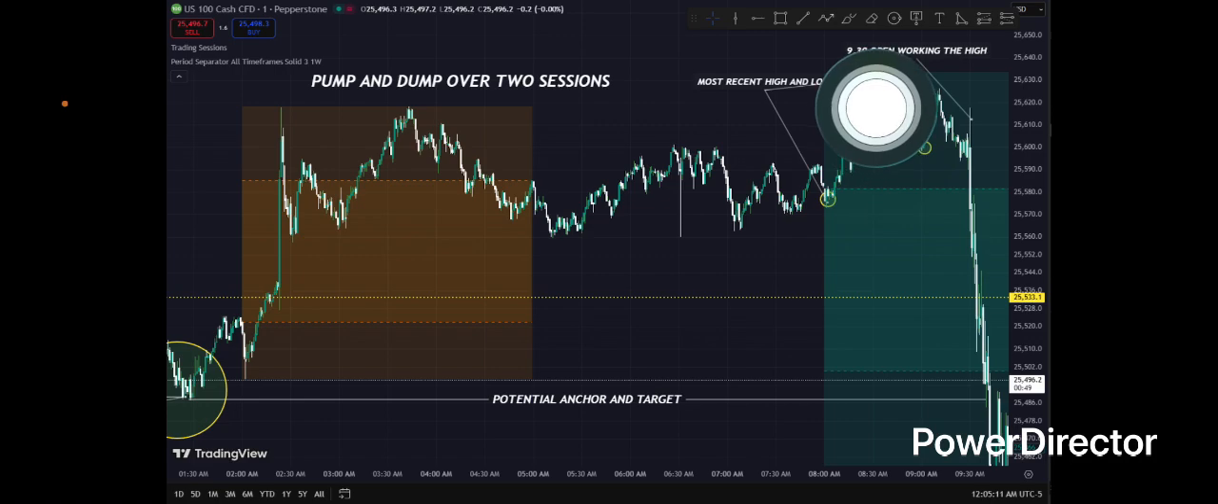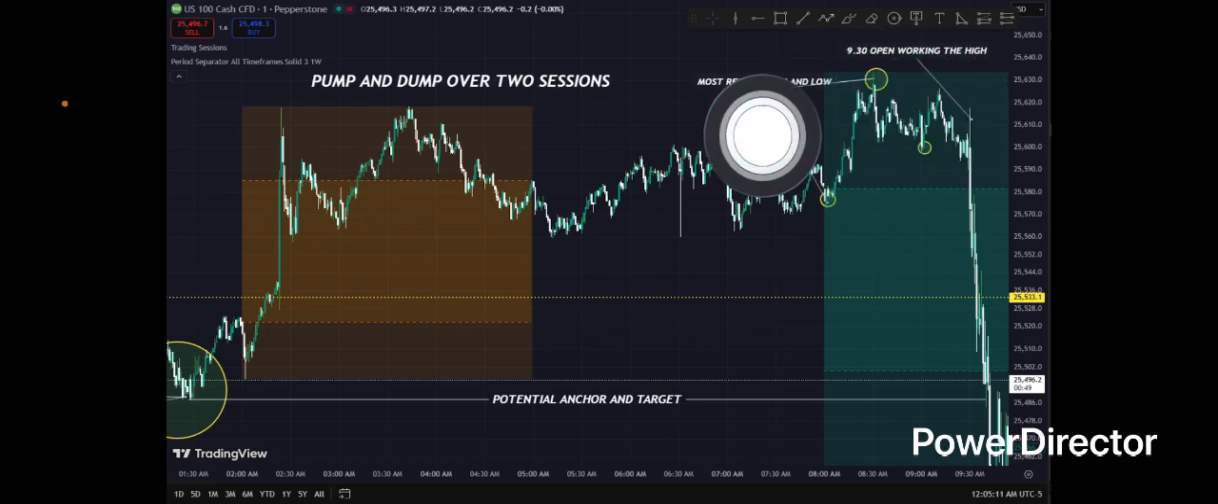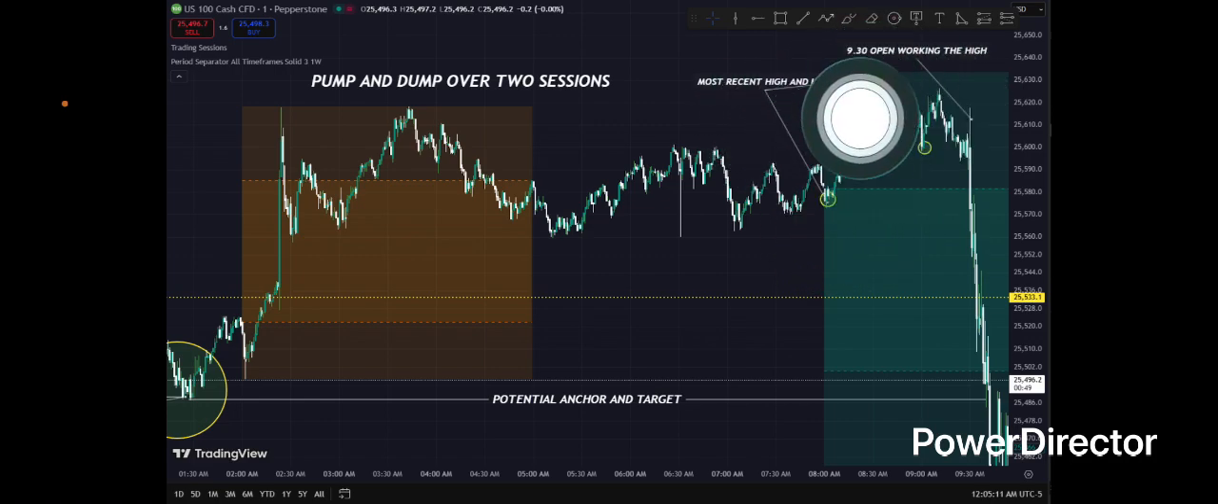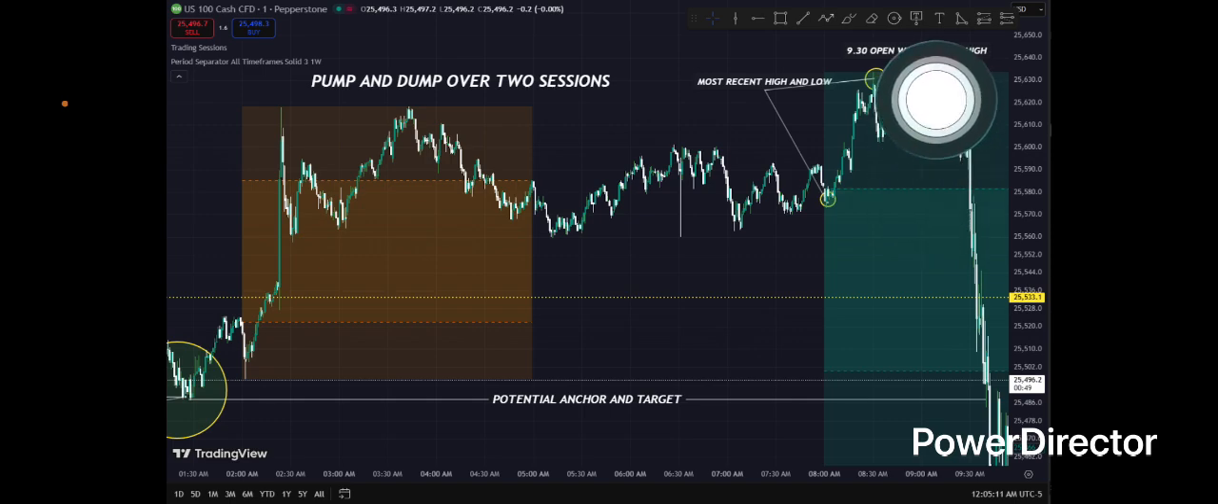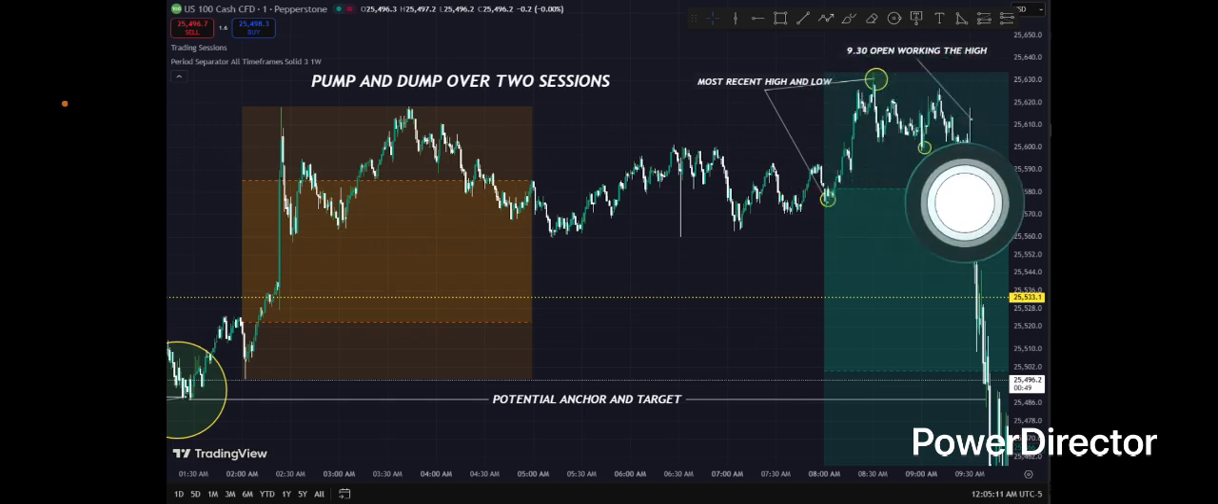We are working into the high of this session. All of these pumps here at the high of the session. This is called working the high. 9:30 opens one more time. We pump up into the high of the session, working the high.